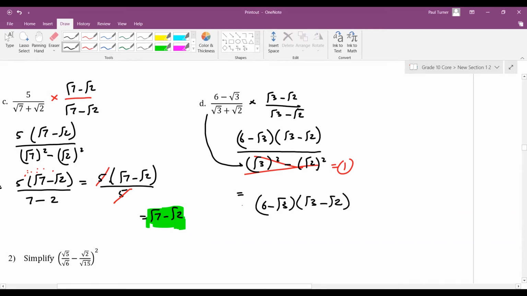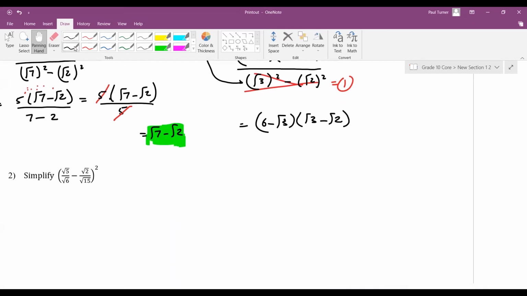So let's expand it, which would be good. Let's go up a bit. So hopefully you have no problem with this. So 6 times root 3 is 6 root 3. Don't put the 6 in the root sign because it's 6, it's not root 6. So it's 6 root 3. 6 times minus root 2 is minus 6 root 2. So then you've got minus root 3 times root 3. That would be minus 3. Minus root 3 times minus root 2 would be plus root 6.